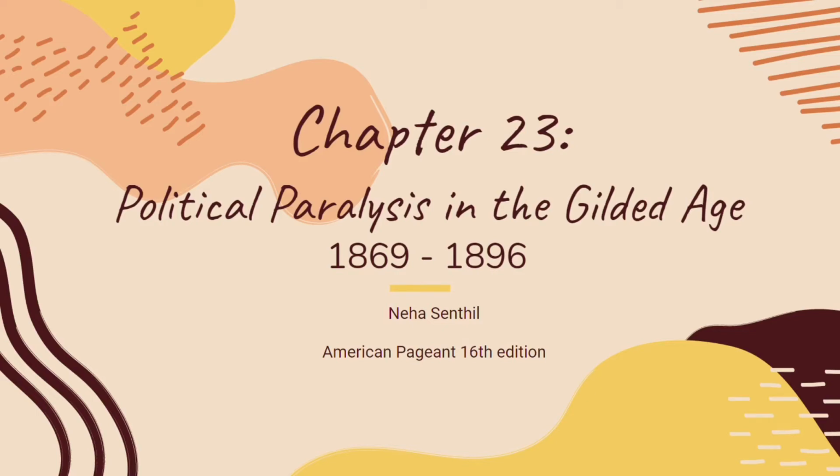Today we're going to be going over chapter 23 of the American Pageant titled Political Paralysis in the Gilded Age from 1869 to 1896. As always, we're going to be using the 16th edition of the American Pageant. If you have an earlier or a later edition or a completely different textbook, don't worry about it, the content's going to be the same.